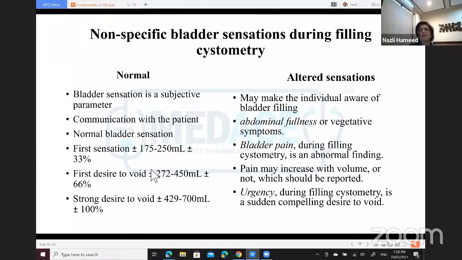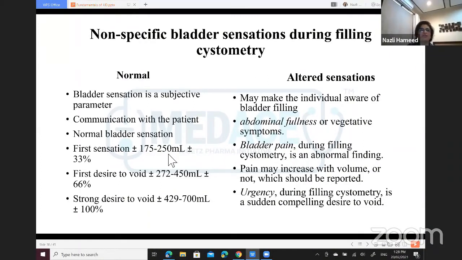At the same time, we have to be aware that patients are not as clear in reporting these sensations as we are in how we ask them. Patients can have vague answers and altered sensations, like a vague feeling of abdominal fullness, or a vague feeling of bladder pain. Bladder pain should not be there. If a patient is complaining of bladder pain, that is an abnormal finding, and it needs to be investigated separately. Urgency is where the patient has a sudden compelling desire to pass urine, and that is generally associated with an overactive detrusor.